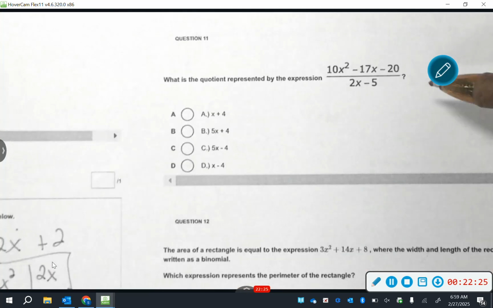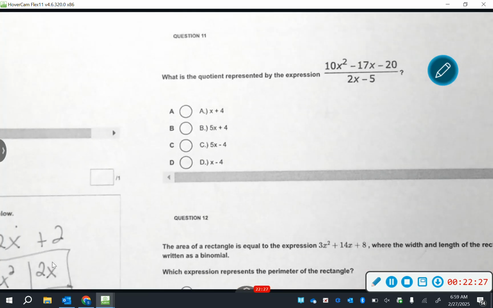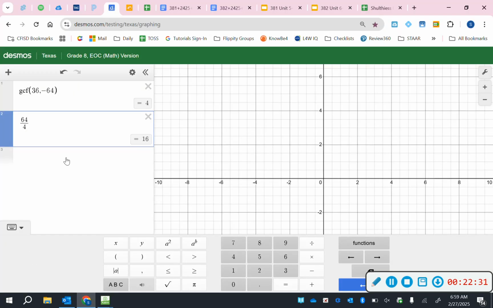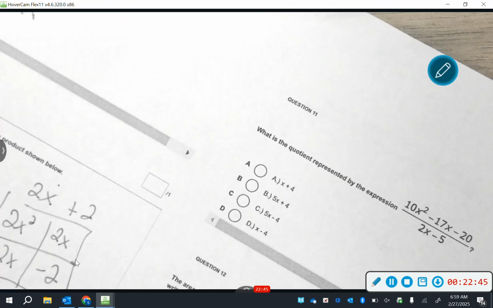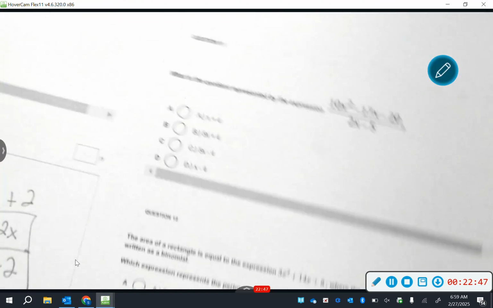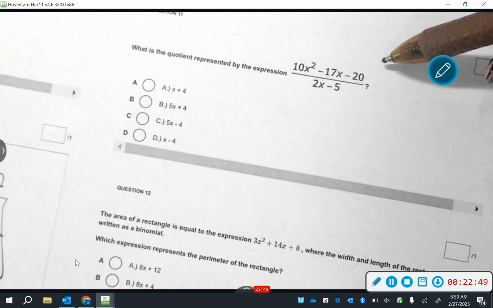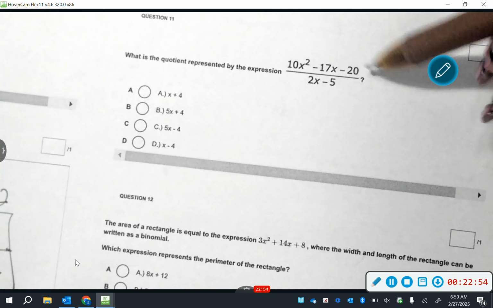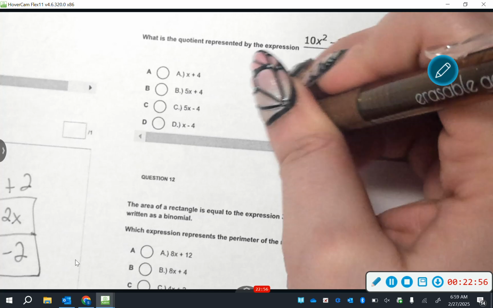Alright, first thing I would do is check for a GCF. I can tell by looking at it that it doesn't have one, but I'm going to plug it in anyway. GCF, we have 10, negative 17, and negative 20. It says it's 1, so there is no GCF. We're not dividing by it. This is not a PST because 10 and 20 are not perfect squares. We are going to have to box this.